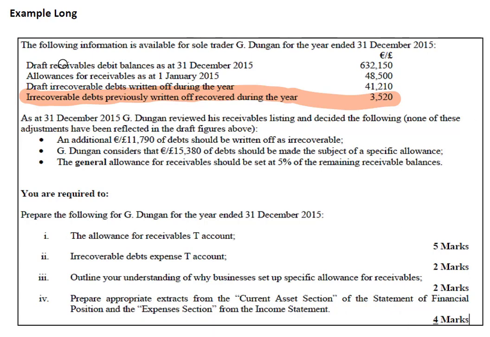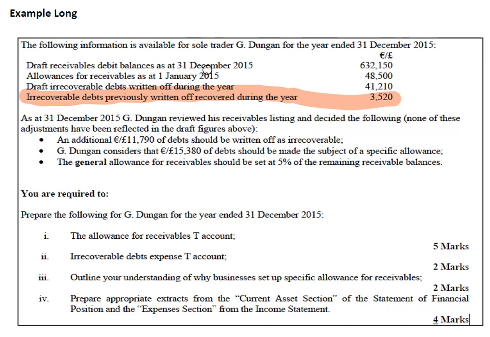I'm going to start with my draft receivables, then deduct my draft irrecoverable debts written off during the year, then the allowance for receivables. I'm going to start with my debit balance and then look at these extra notes. Once again, note that everything up here has been previously accounted for.